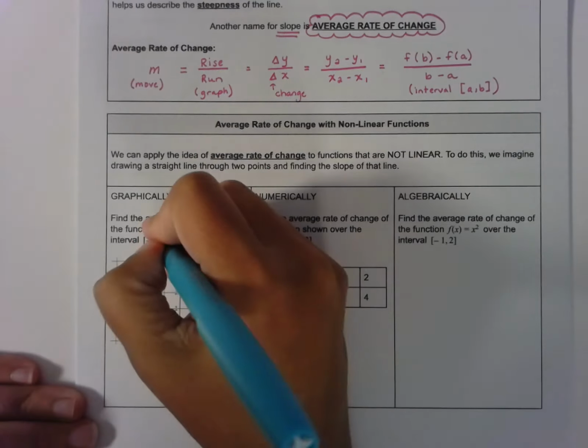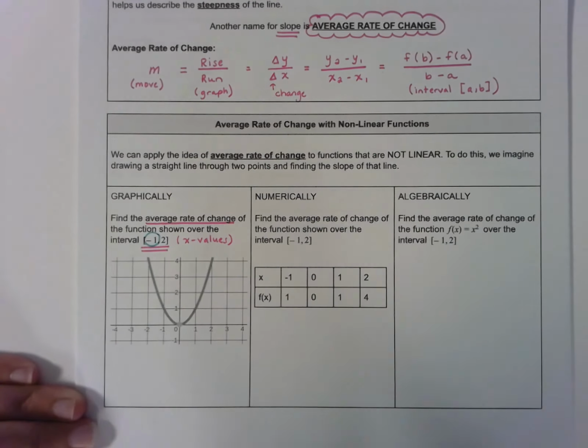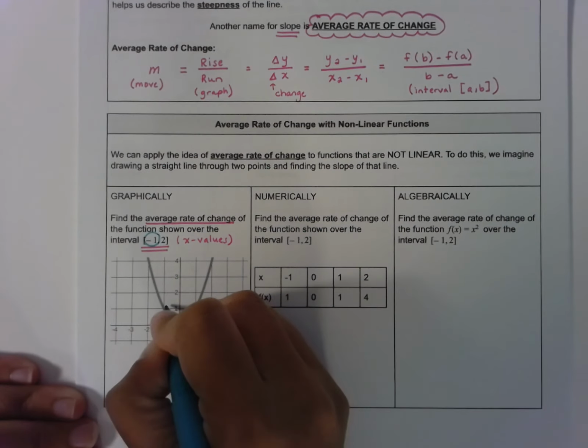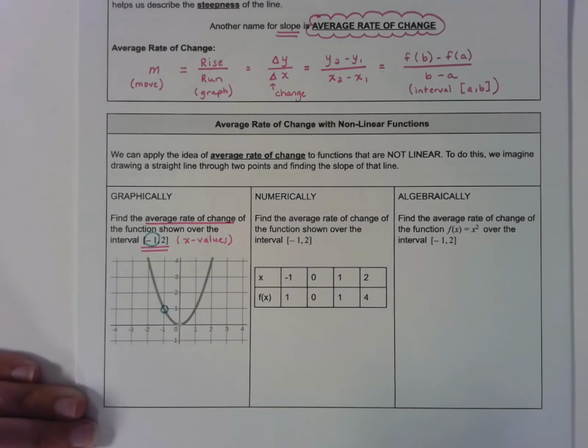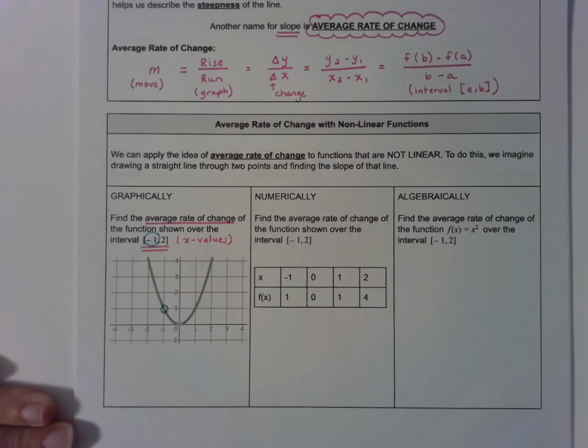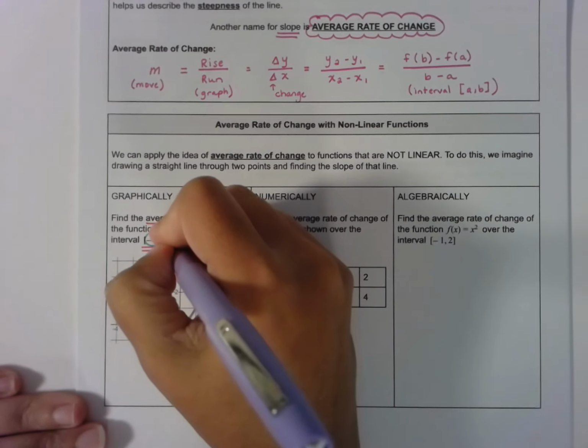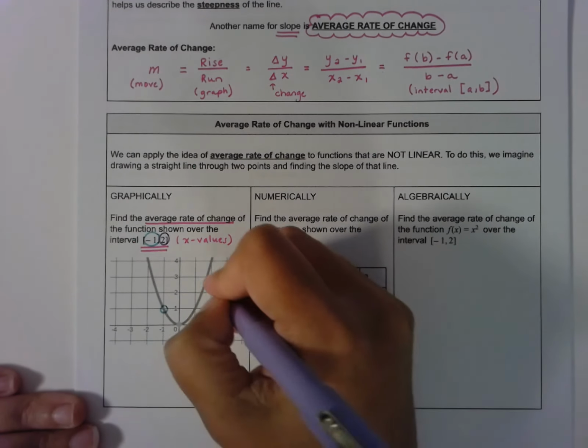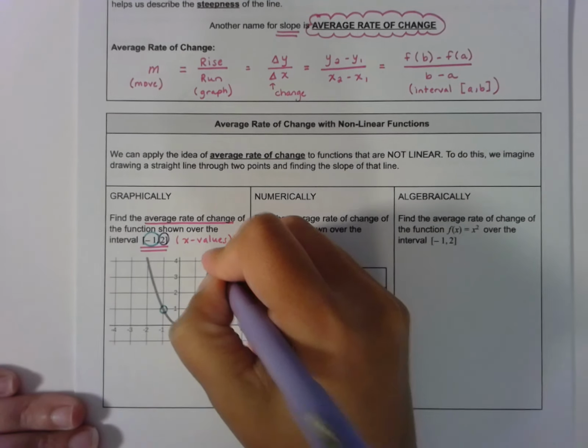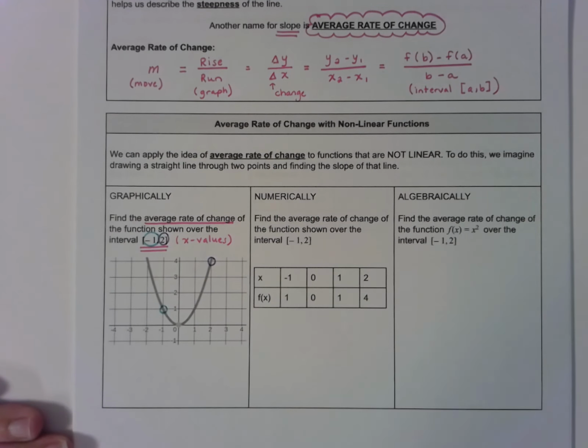So I would start by finding the first x, which is -1, and if I find that on the graph, the point that that corresponds to is right here. Then I would find the second x value, which is the point right here where x is 2. So I would be looking at this point on the graph up here. Now, what I'm going to do next is imagine connecting the dots here with a straight line.